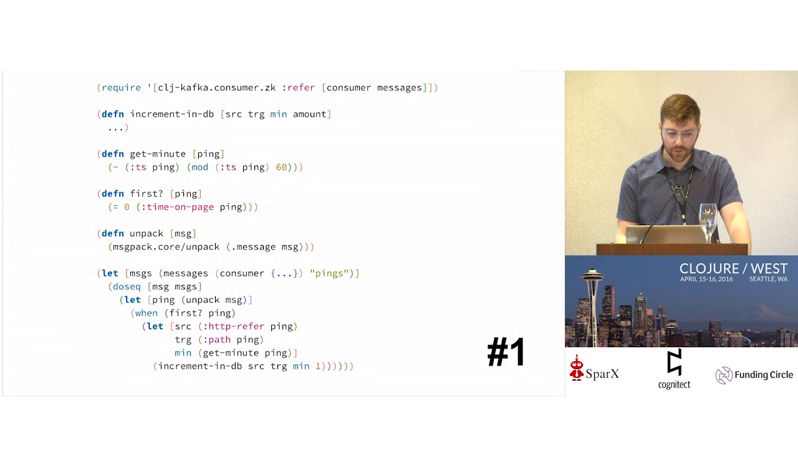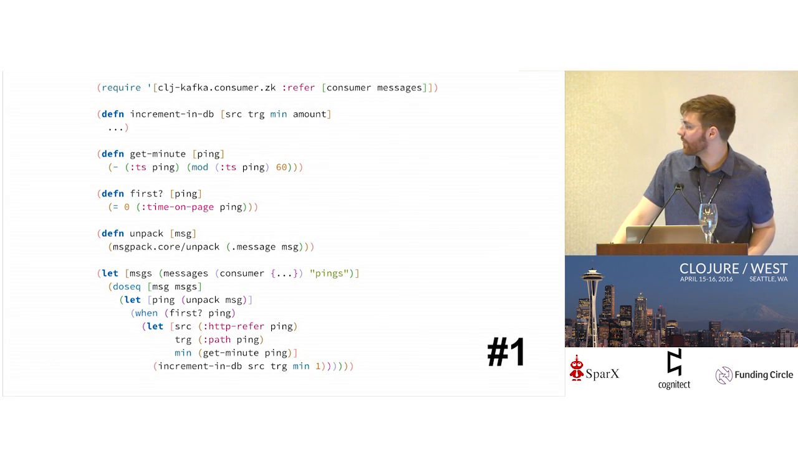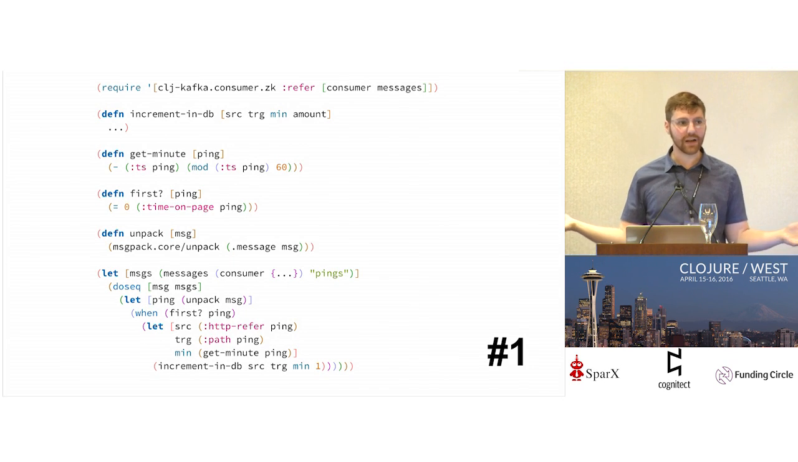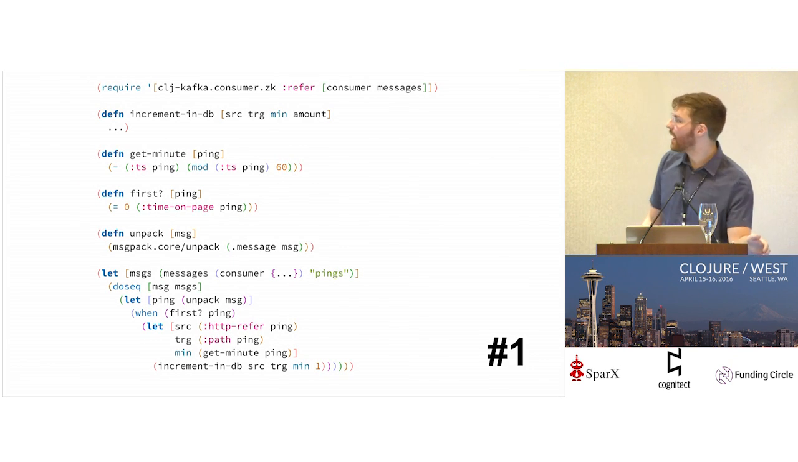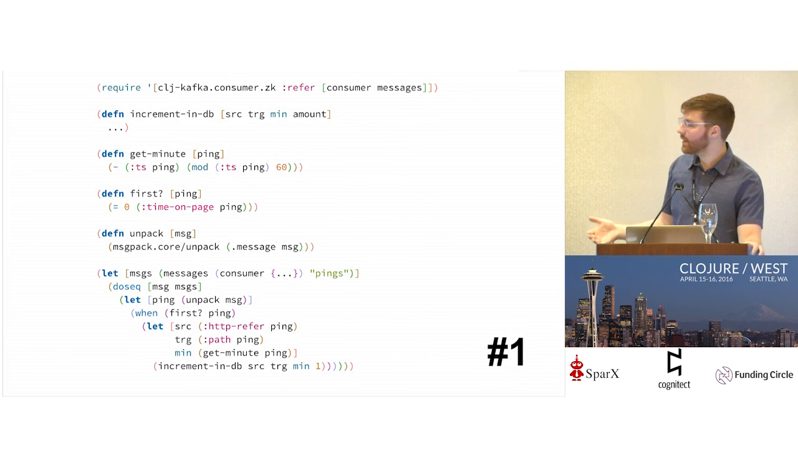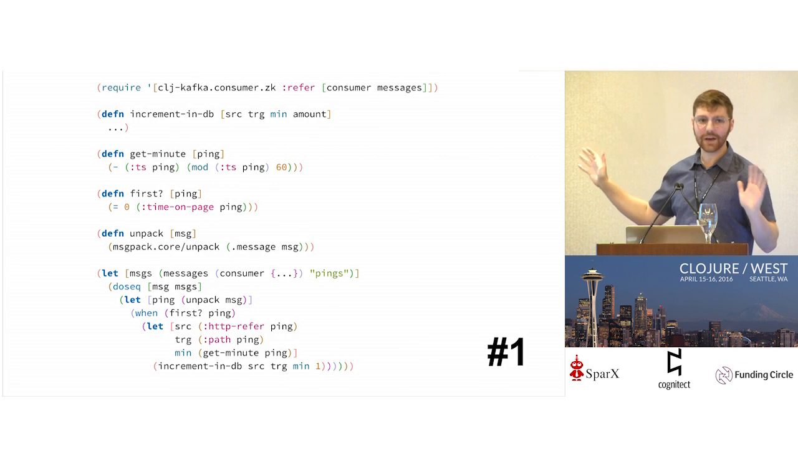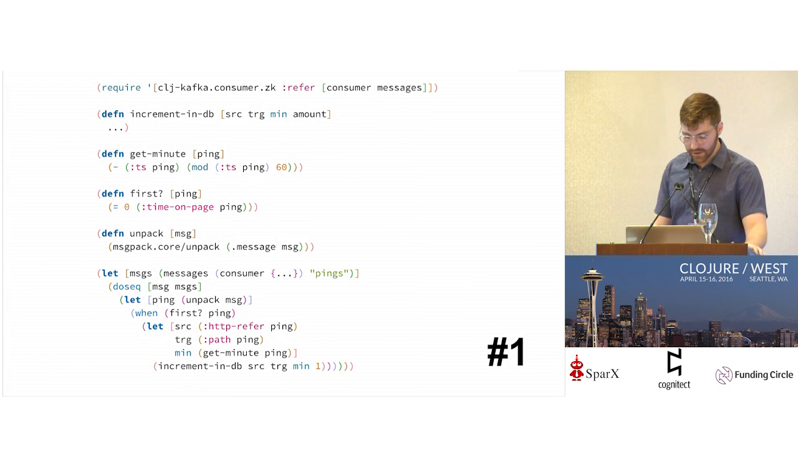So what's that code look like? This is our first iteration of our consumer. We're going to use something called CLJ Kafka. It's a very common library for dealing with Kafka. This is what our code's going to look like, keeping out the details of how we're writing to a database.